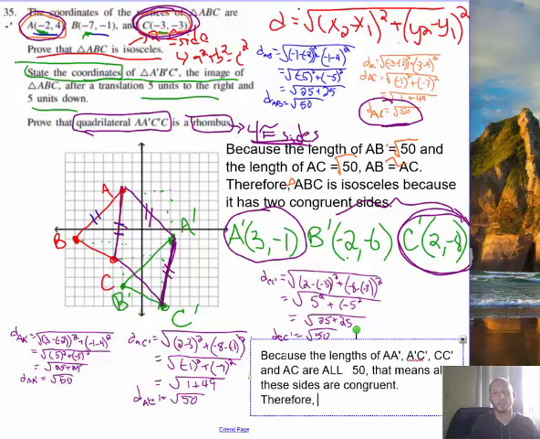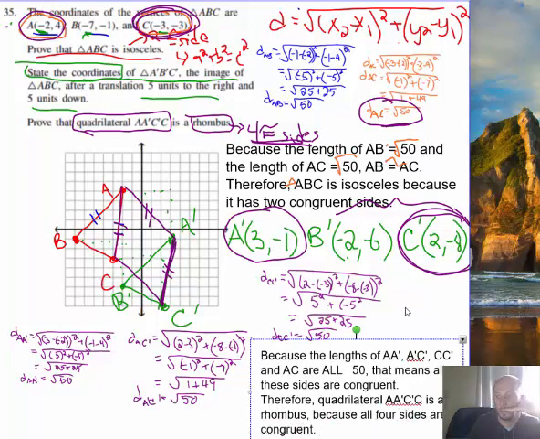Therefore, quadrilateral A prime, C is a rhombus. Because all four sides are congruent. Those are long problems, but everything came together in the end. Just have to write my square root of 50 because I couldn't type it. Length of all four sides are the same value. That means they're congruent. Therefore, it's a rhombus because all four sides are congruent.